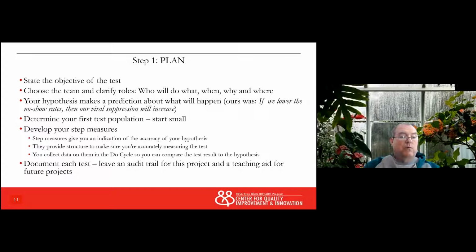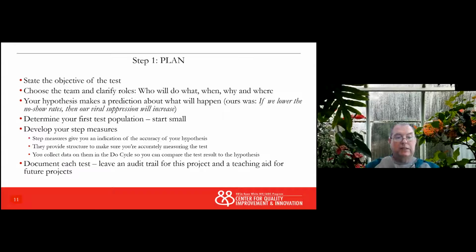You're going to think about intermediate measures, or what we call step measures at times, right? These are the measures that you're going to use going through this PDSA cycle that are going to help you think about your hypothesis and see if your predictions come true, right? If we do this, then this will happen. And you want to make sure that you're on the right track with this. So these intermediate or step measures will help you do that.